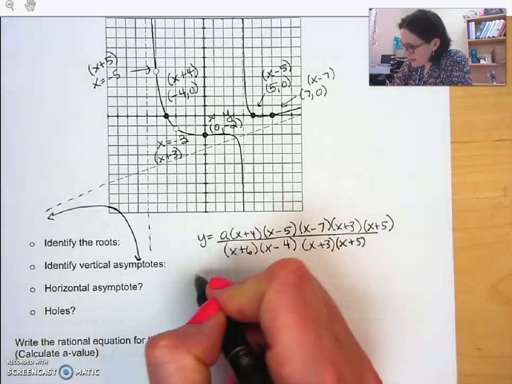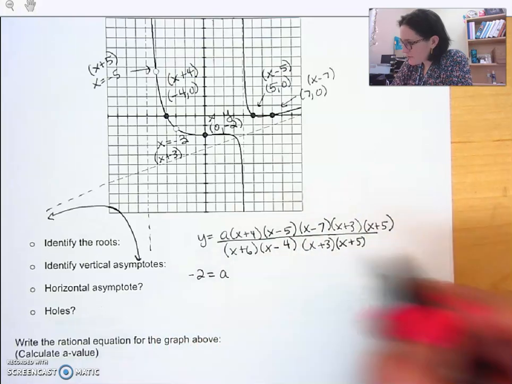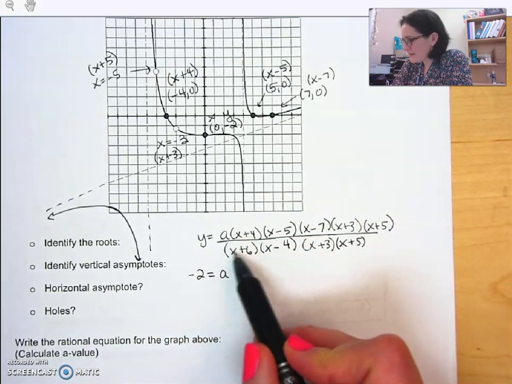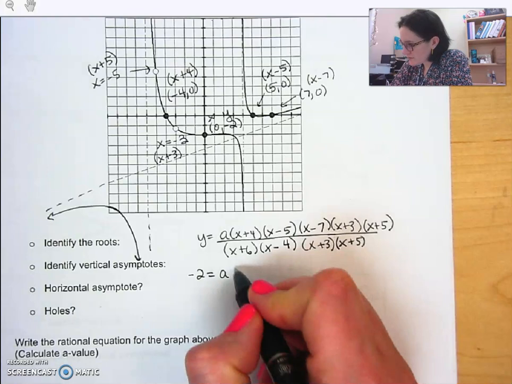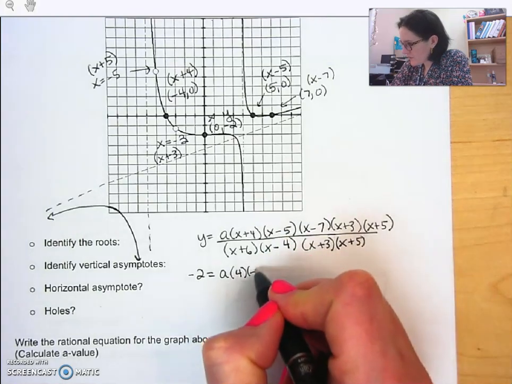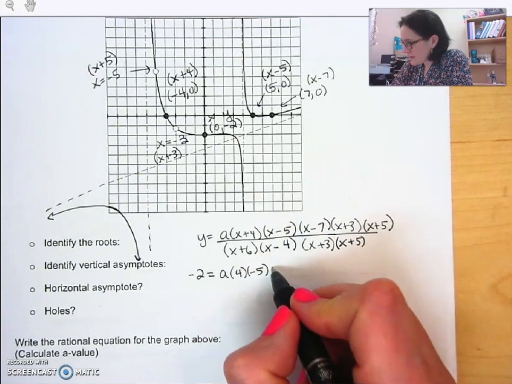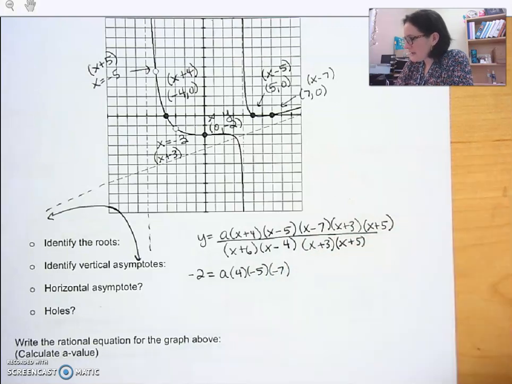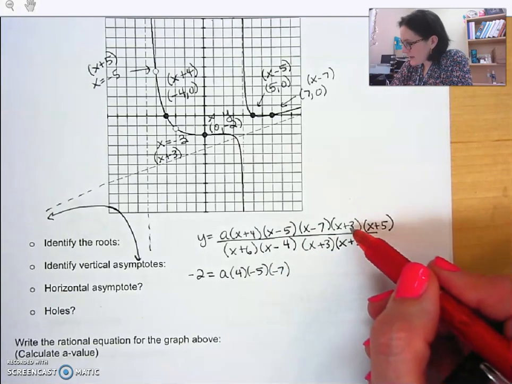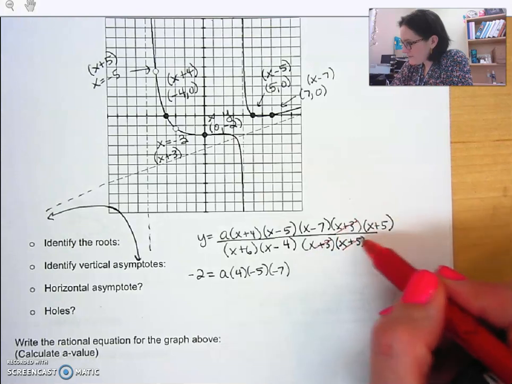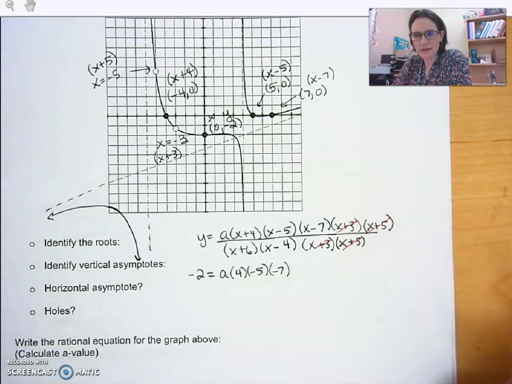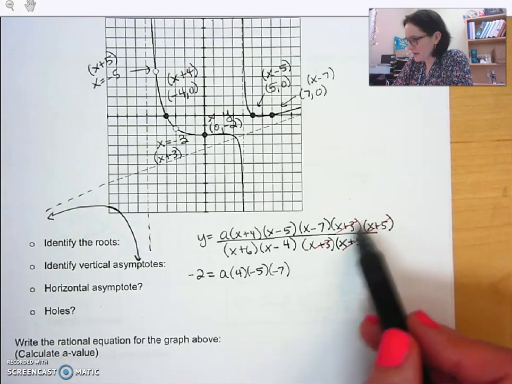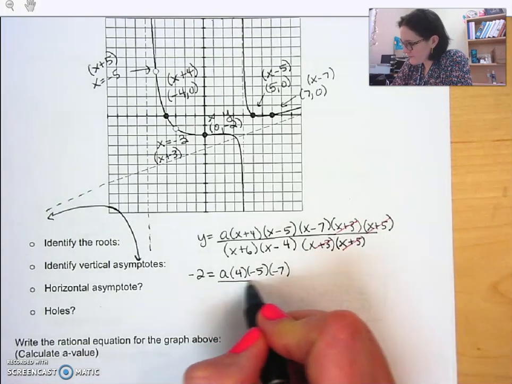putting -2 in for my y, 0 for all the x's. Now I'm not going to write in 0 for all of them. I'm just going to go straight to the simplified version. So 0 plus 4 is 4. 0 minus 5, -5. 0 minus 7 is -7. Now, one thing I want you to realize is these that are going to be canceling, we don't need to consider those when we're plugging in because they'll just cancel out in the next step. So I'm not going to bother plugging 0 in for those x's.